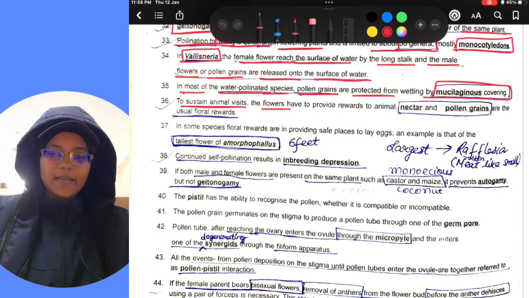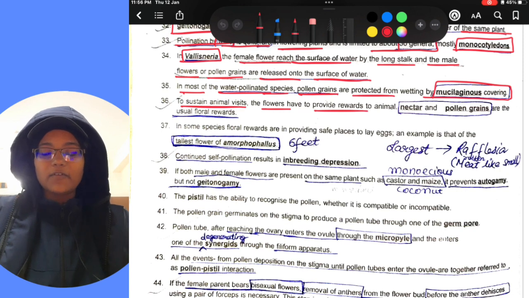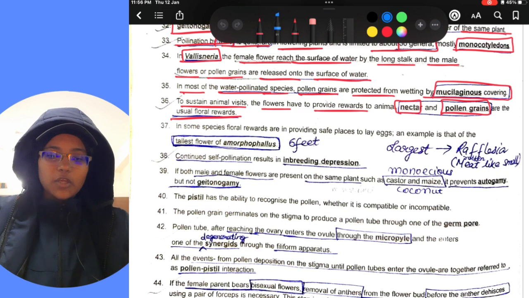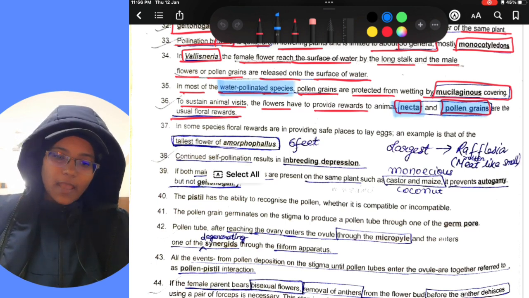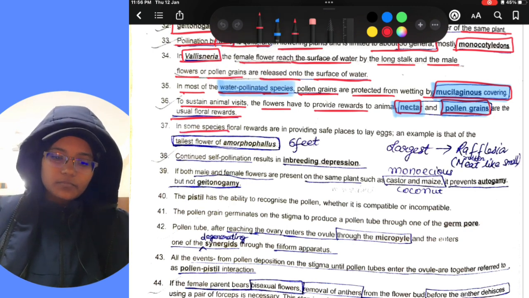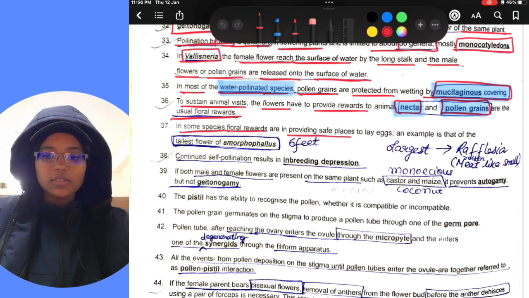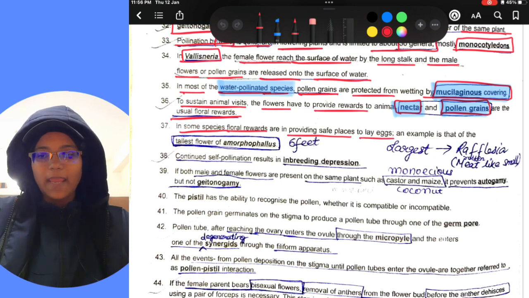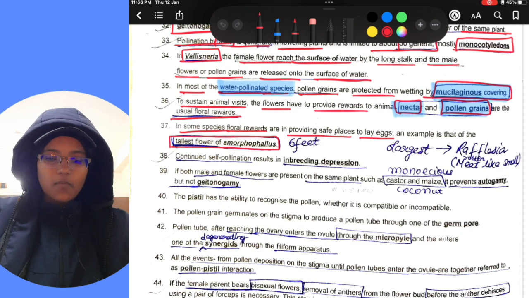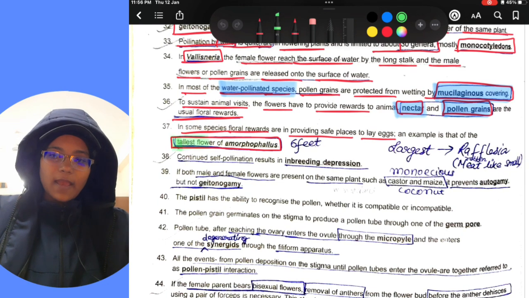To sustain animal visits, the flowers have to provide rewards to animals. Nectar and pollen grains are the usual floral rewards. And in water-pollinated species, there is a mucilaginous covering. In some species, floral rewards are in providing safe places to lay eggs. An example is that of the tallest flower, Amorphophallus. Which one? The tallest flower, Amorphophallus.